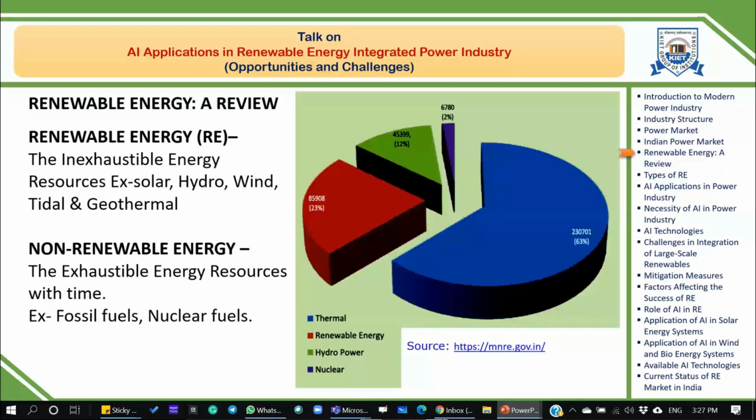If you look at the contribution of renewable energy in the Indian power structure, this is the pie chart taken from the MNRE website. Around 63% of the electrical energy requirement is fulfilled by thermal power plants, 23 percent by renewable energy, around 12% by hydroelectric, and a very small 2% by nuclear power plants. So you can see we have a lot of opportunity to increase our renewable energy content in the Indian power market structure.